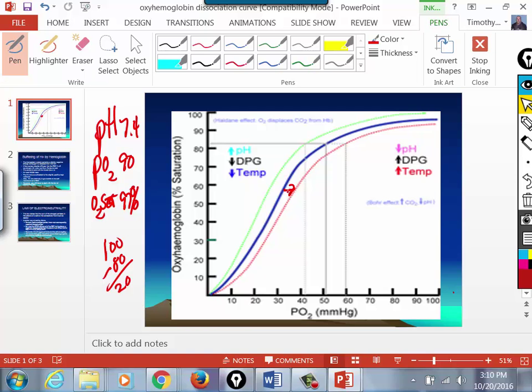When the curve is shifted to the right, the conditions are such that for any given PO2, the amount of oxygen bound to the iron on hemoglobin is less. What are the conditions that cause the curve to shift to the right? Well, let's look. There is a drop in pH, so the blood becomes acidic.